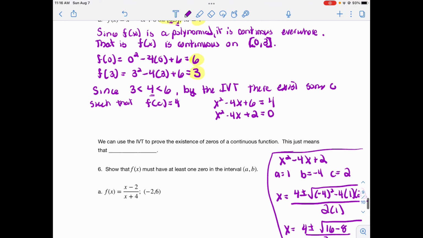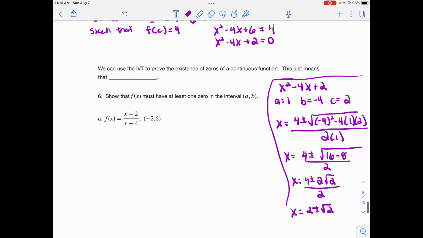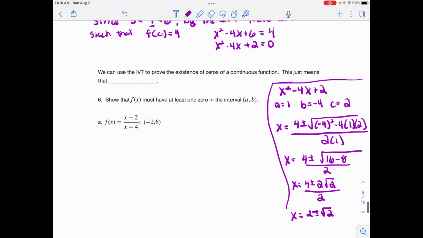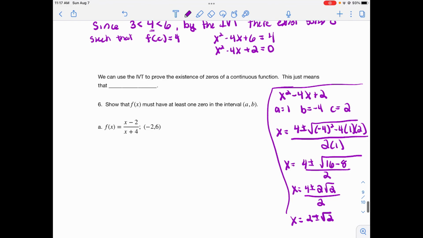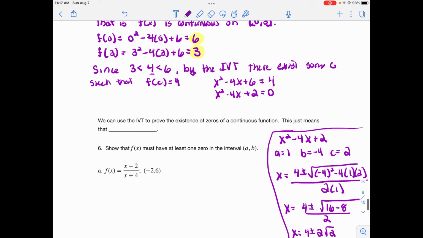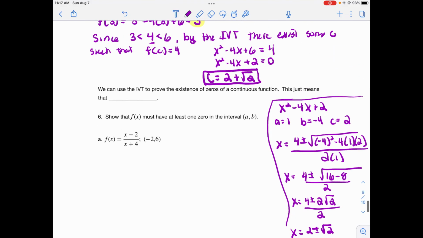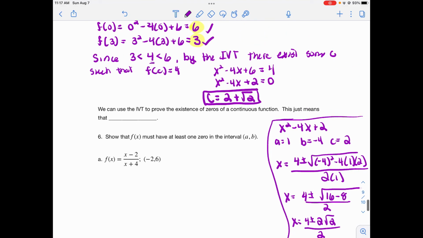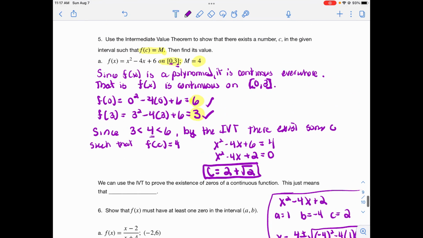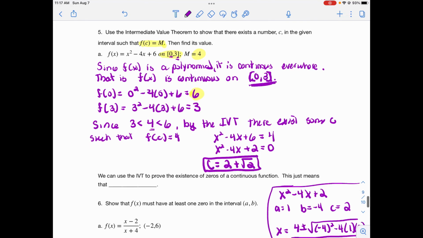Then look at the interval we're looking at. 2 minus square root of 2 is not in the interval. 2 plus square root of 2 is in that interval. So our c value is 2 plus the square root of 2. We throw out the other one because it's not in our interval. I'm sorry, our interval is not 3 to 6, our interval is from 0 to 3.